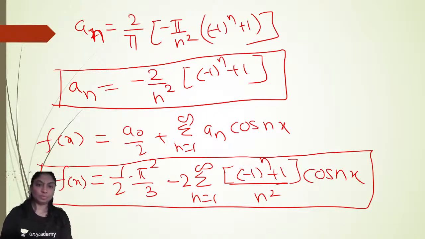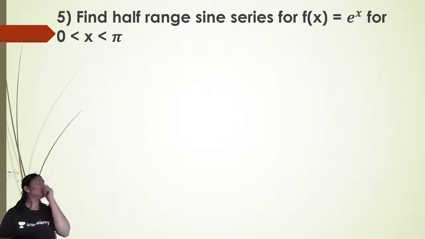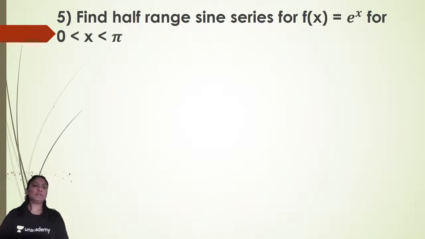Okay, now see, this is a different example. Find the half range sine series for the function f of x is equal to e raised to x for 0 is less than x less than pi. Okay, so here f of x is equal to, now half range sine series.